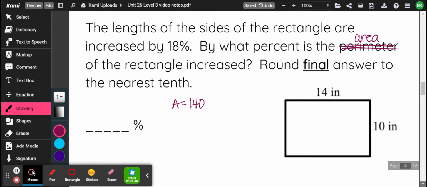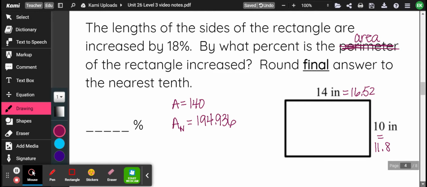Now each side is increased by 18%, which means that 14 times 1.18, because now it's 118% of what it was, is 16.52. And 10 times 1.18 gives me a new length of 11.8, which means that the area of this new rectangle, 11.8 times 16.52, is 194.936. Now, how do I find the percent increase?